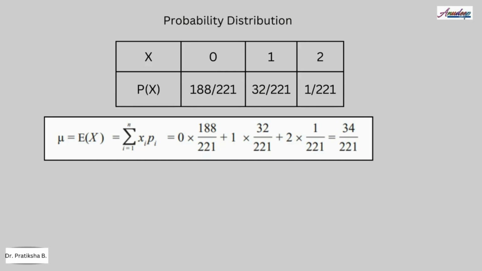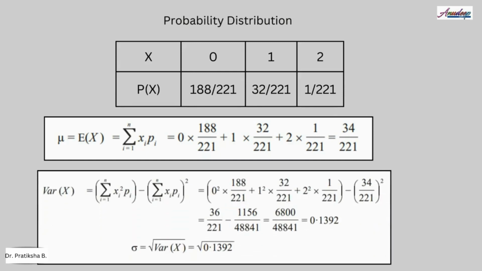Variance of x is defined as summation of x square pi minus summation of xi pi the whole square. So you need to square each of the values of x, and then you have to multiply it by its corresponding probability. Calculating this formula, you get the answer as 0.139, and then taking the square root of variance will give you the standard deviation, which is nothing but square root of 0.139.